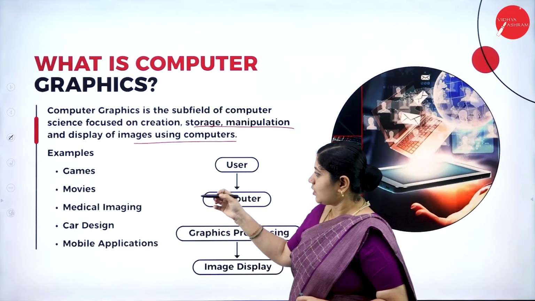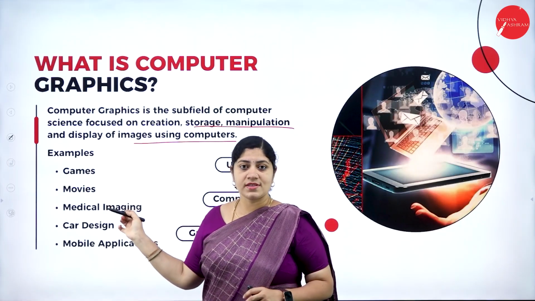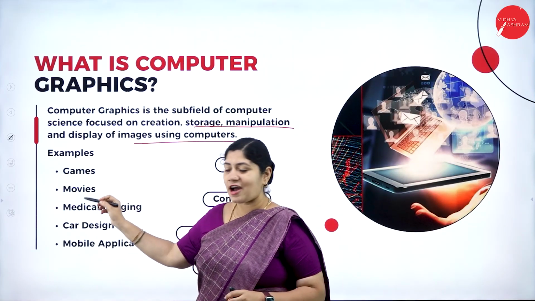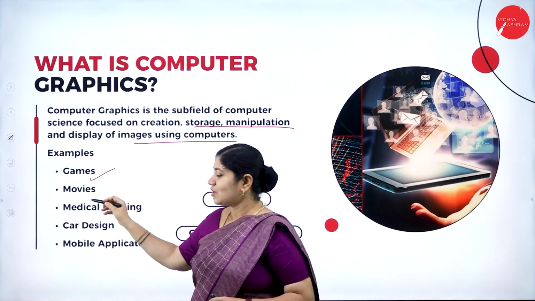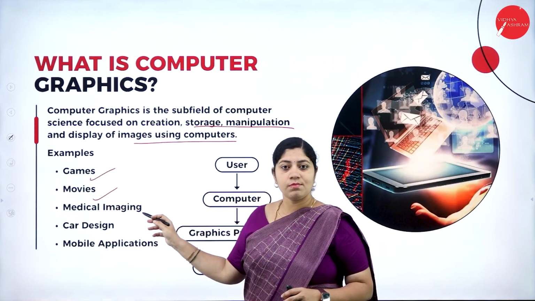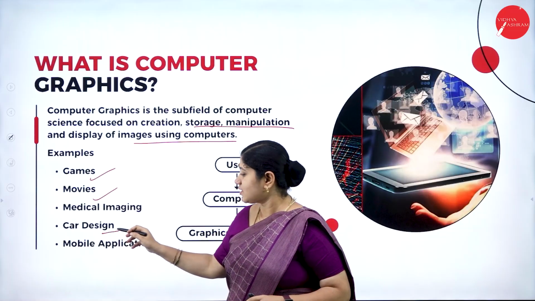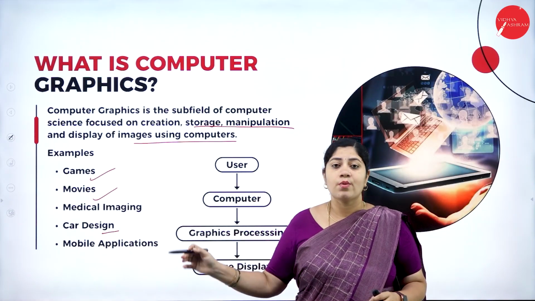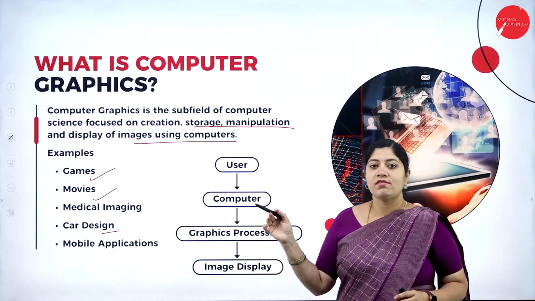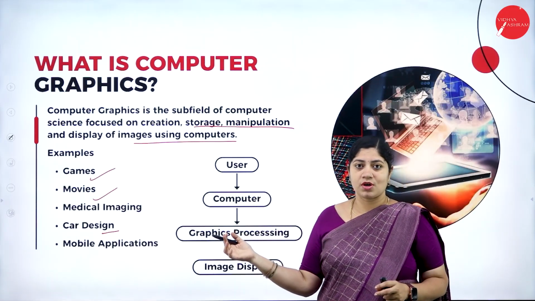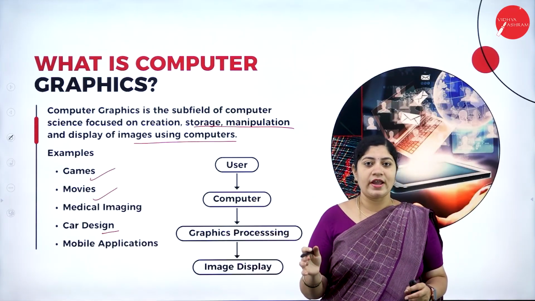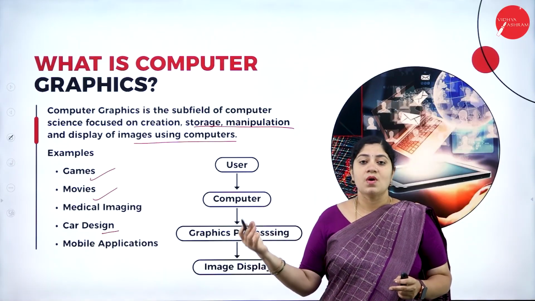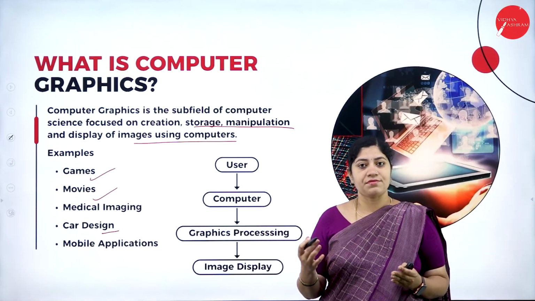All right. So let's see what are the real-time examples of this computer graphics. The real-time examples are, yes, initially games, movies, medical imaging, then comes car design as well as mobile applications. So these are the very important real-time applications with respect to computer graphics, where we do find various changes with respect to images or with respect to the graphic levels.